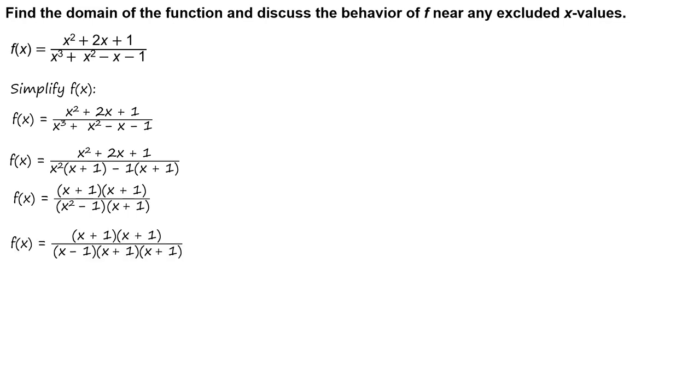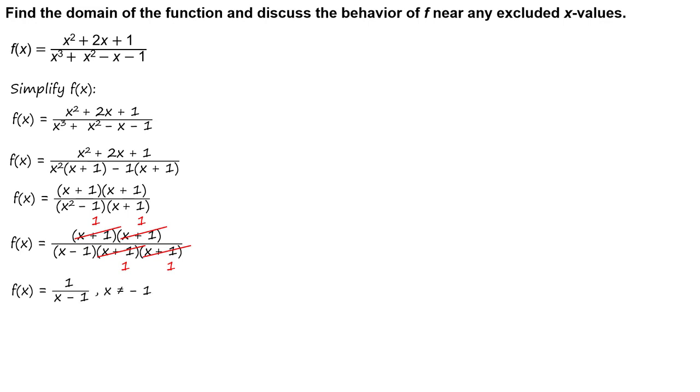Use the difference of squares formula to factor x squared minus 1 into the quantity x minus 1 times the quantity x plus 1. Divide out the common factors in the numerator and denominator, and note that because -1 makes the denominator equal to 0, there is a hole in the function at -1.